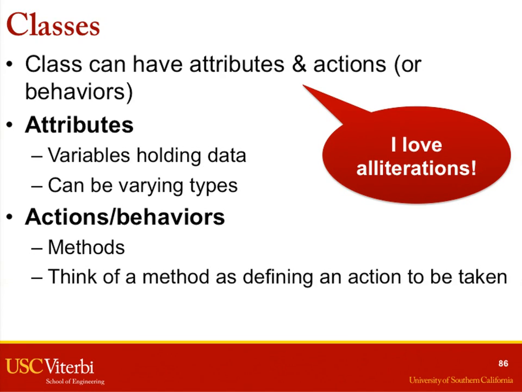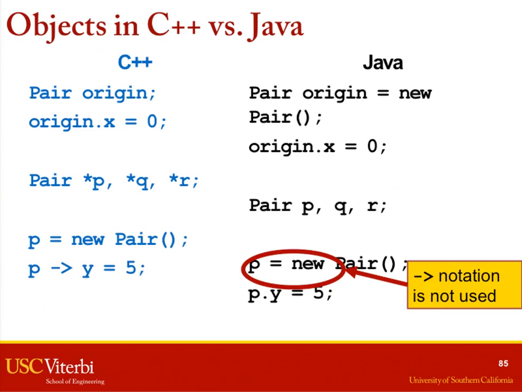So they have attributes, and that's your variables holding information, your data members, as other programming languages call them. They could be varying types. They can be ints, they could be strings, they could be some new class we create, like say we create a class called Student that holds student data. It could hold a variable of type Student. And then they have actions or behaviors, which are really methods. So in Java, because we're object-oriented and everything is in a class, we have attributes and we have methods.